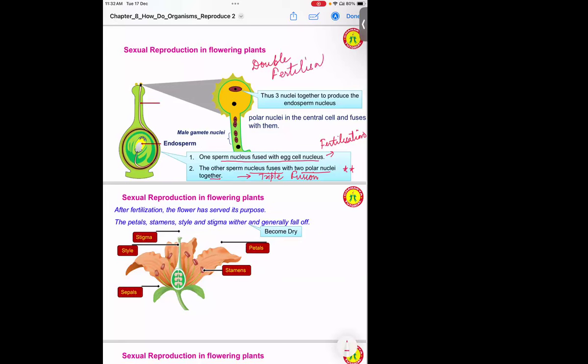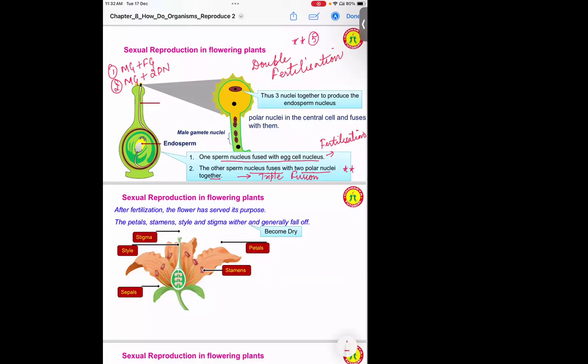Why is it called double fertilization? Because twice the fertilization is happening. Once the fertilization is happening between the male gamete and the female gamete, whereas the second time, the second male gamete is fusing with the two polar nuclei. So twice the fertilization is happening. That is why the whole process is called double fertilization. Very, very important for your 5-mark question.